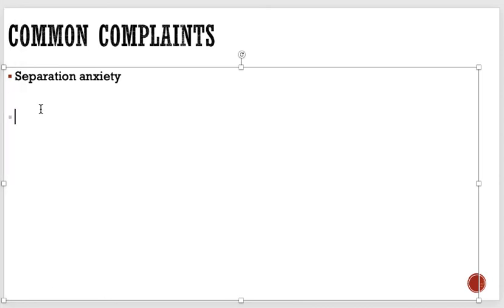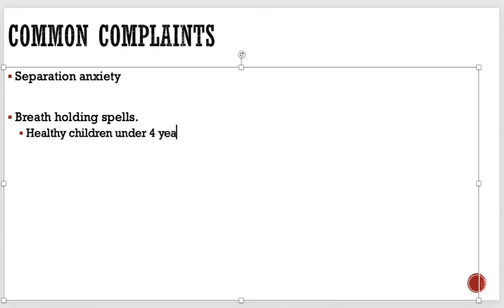One of the things we can discuss is called breath holding spells. Not so common, but they can occur, and they occur in healthy children, mostly under 4 years of age. What happens is that when the babies are provoked, the provocation can be due to anger, injury, or fear. They hold their breath and they become silent.